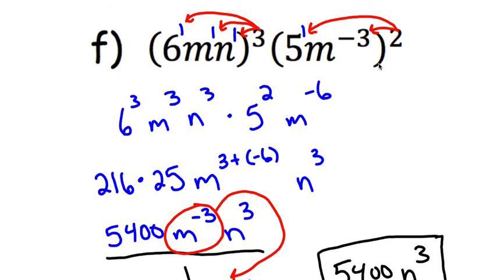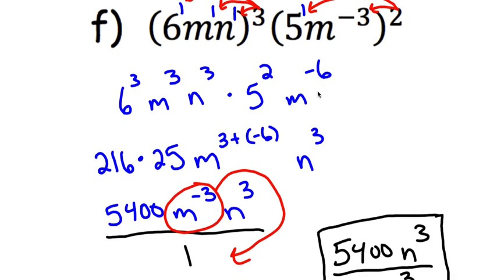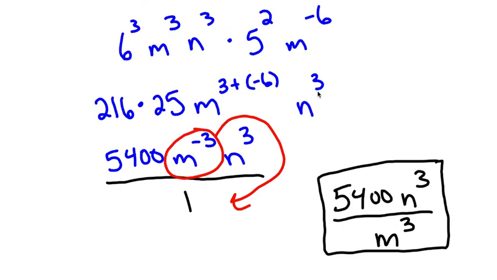So multiply the 3 through. So 3, 6 to the 3rd, 3 times 1 gives you 3. M, 3 times 1 gives you 3. N, 3 times 1 gives you 3. Over here I got a 1. 2 times 1 gives me 5 to the 2nd. And then M, negative 3 times 2 gives me negative 6. 6 to the third power is 216. Bringing my numbers out front, 5 squared is 25.